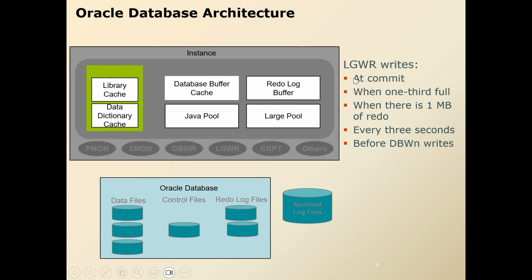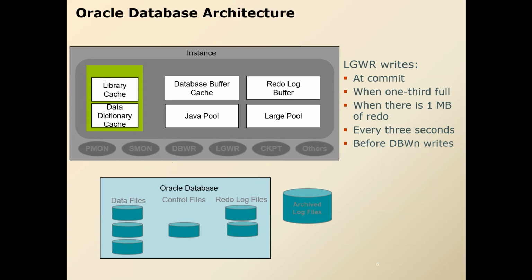Now your log writer process writes the data from the redo log buffer to the redo log file under these conditions. Whenever there is a commit, the data from the redo log buffer to the redo log file will be written. Or when your redo log buffer is one-third full, or when there is 1 MB of redo in the redo log buffer, or every 3 seconds, or before the database writer process writes the data from the database buffer cache to the data file. So under these conditions, your log writer process writes the data from the redo log buffer to the redo log file.